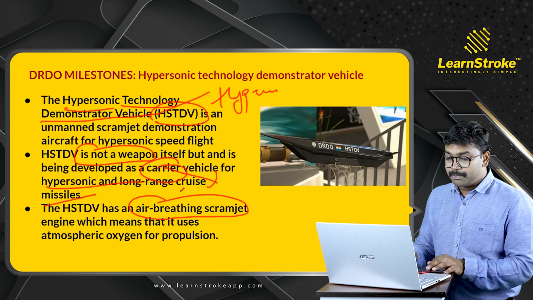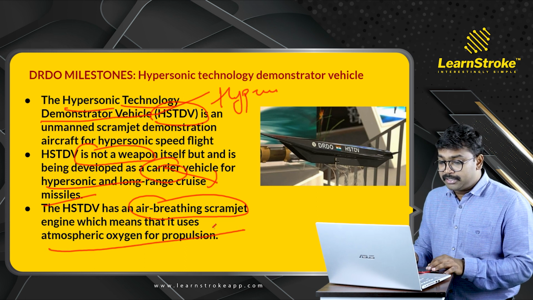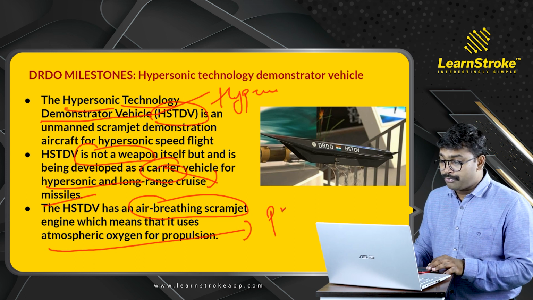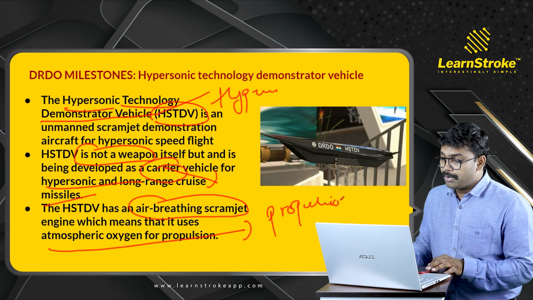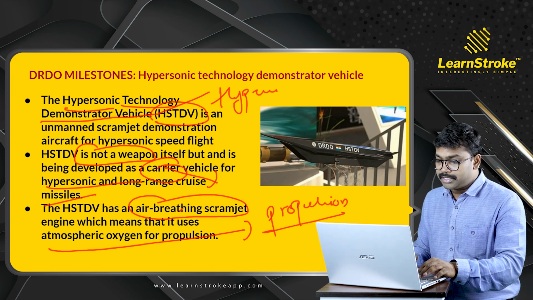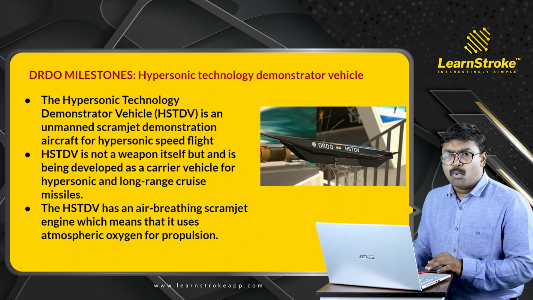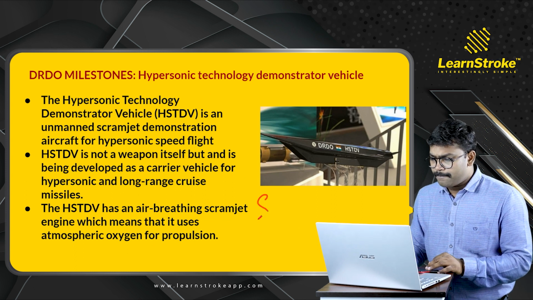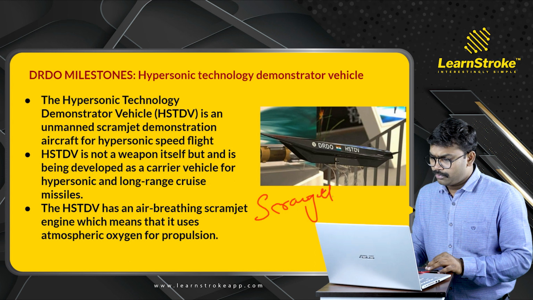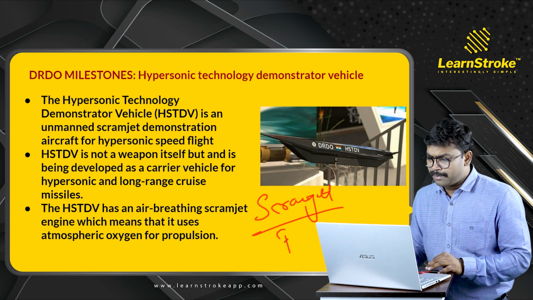Because air-breathing scramjet basically means it can get the oxygen, or the atmospheric oxygen, for the propulsion. So you need to remember, these are the important things. It's an air-breathing scramjet. So basically, what is the difference between a scramjet and a ramjet? We are talking about scramjet and a ramjet.